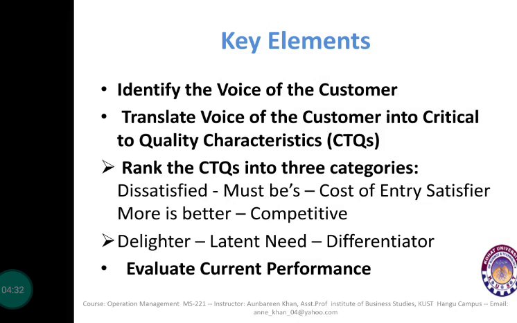Key elements of the Kano model. Basically, the Kano model identifies the voice of the customer. It translates the voice of the customer into critical to quality characteristics. Rank the critical to quality characteristics into three categories: dissatisfier, must be, cost of entry; satisfier, more is better, that is competitive; delighter, latent need, differentiator. And evaluate the current performance.